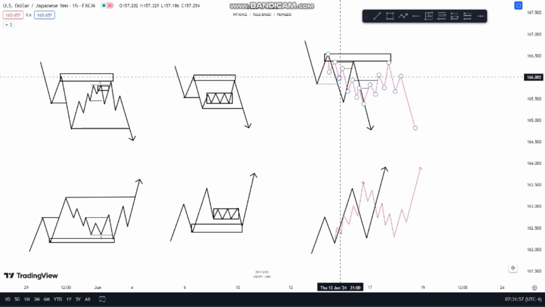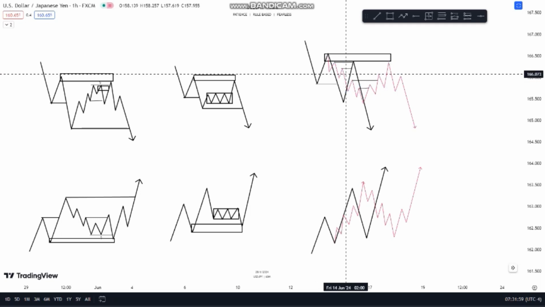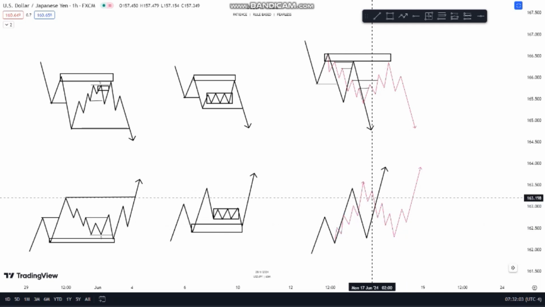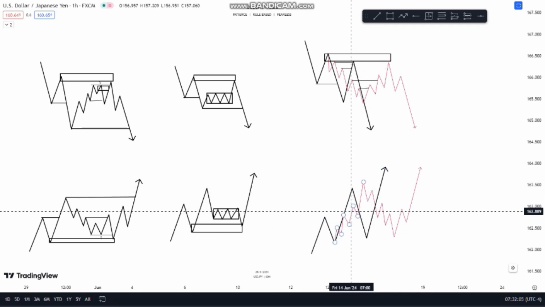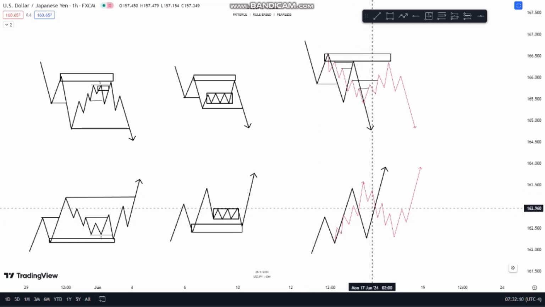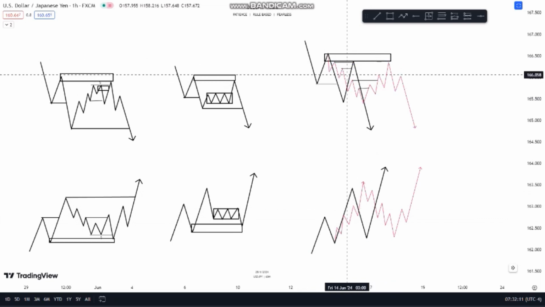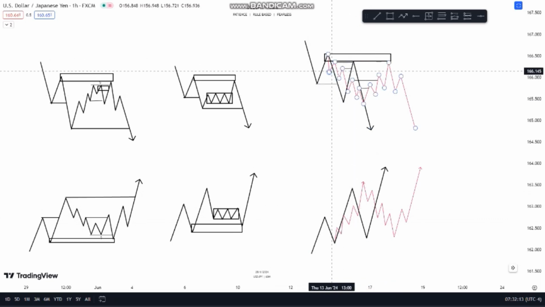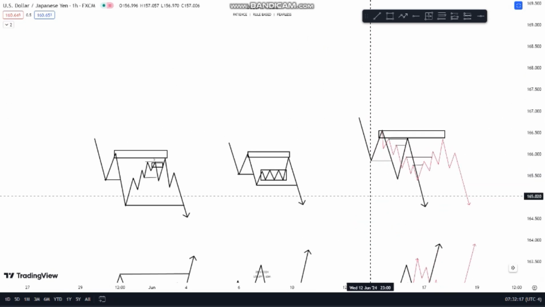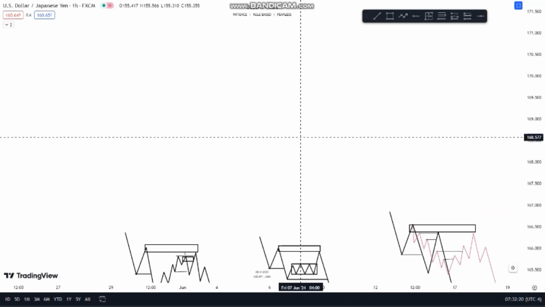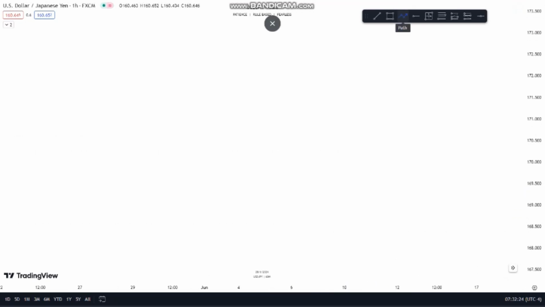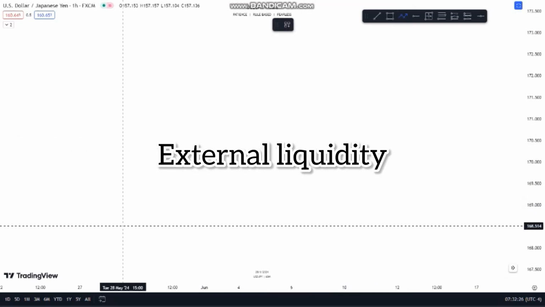You won't use those previous highs in the lower time frame to be looking for opportunity to buy or sell. And here is another example of internal range liquidity. Here is a bullish example of internal range liquidity, and here is a bearish example of internal range liquidity. So let's move over to the last example of liquidity, which is the external liquidity.